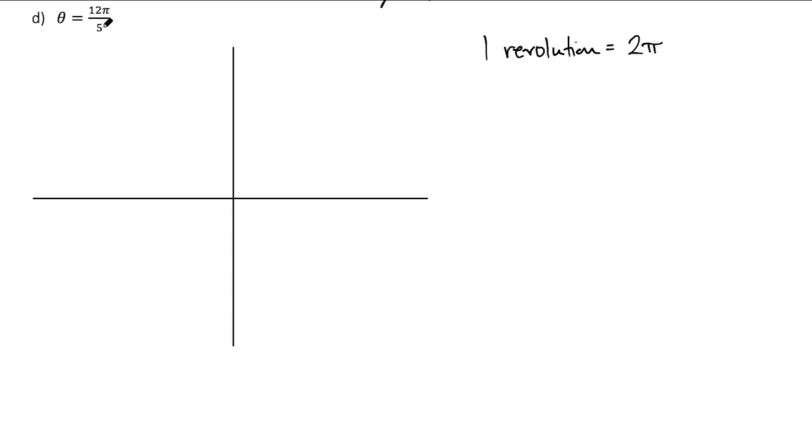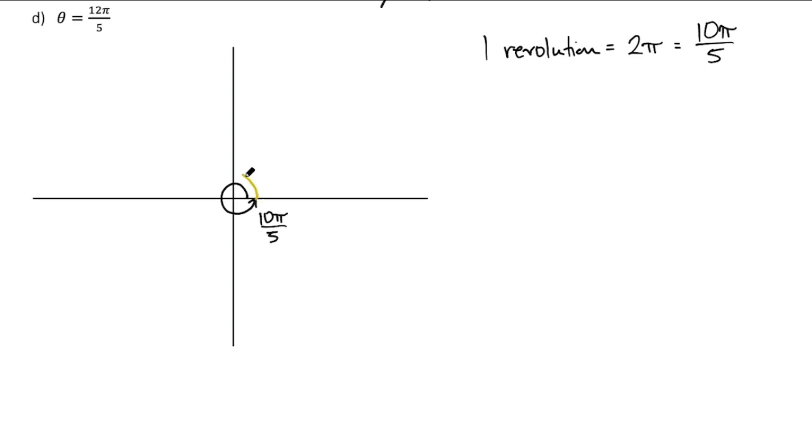Now, since I have a fraction here, 12 pi over 5, I'm going to write this in terms of something over 5. That would be 10 pi over 5. So I know that if I travel one full revolution, I could write that as 10 pi over 5. I'm looking for the angle 12 pi over 5. Well, I can see just looking at this that this is just 2 pi over 5 further than that full revolution.